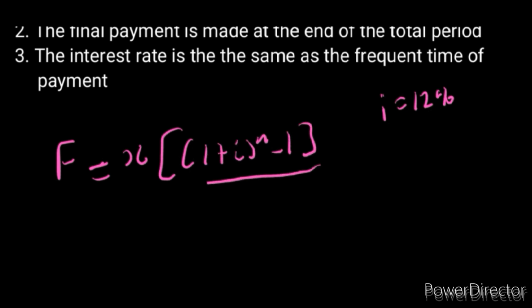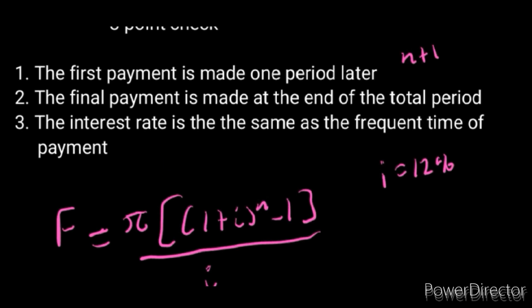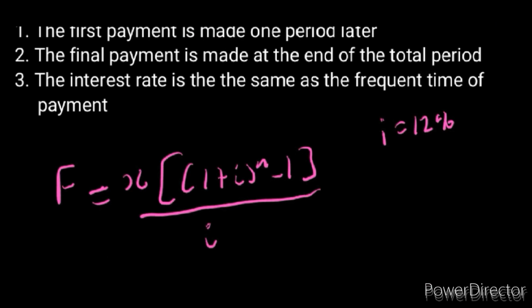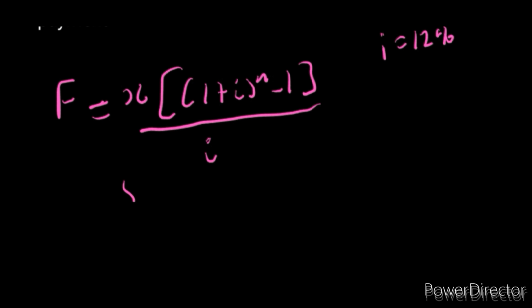and then close the bracket, and then all over I. So the monthly payment, right? The frequent payment. What is the frequent payment here? In this case, it is the monthly payment, which is 850. So the frequent payment is 850. So 850, and then from here we've got 1 plus.